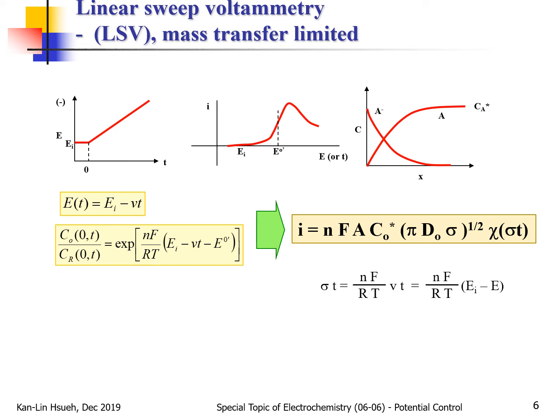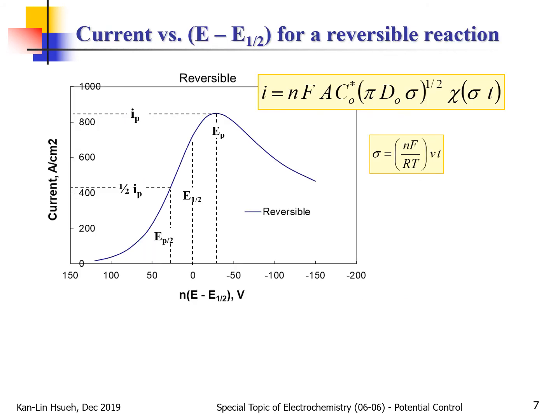For the reversible condition, the current can eventually be solved like this, and this is the scanning rate times the t. So scanning rate times t gives you the electric potential as a function of time. From this, we can plot the current as a function of potential. So this gives the result, and the sigma here is actually the electric potential.